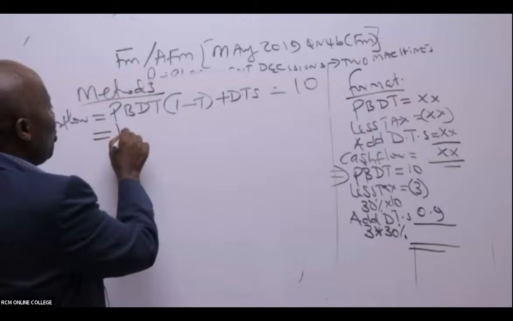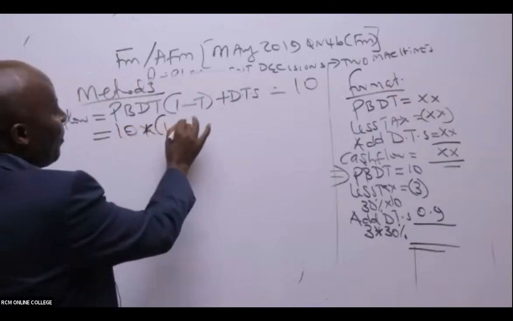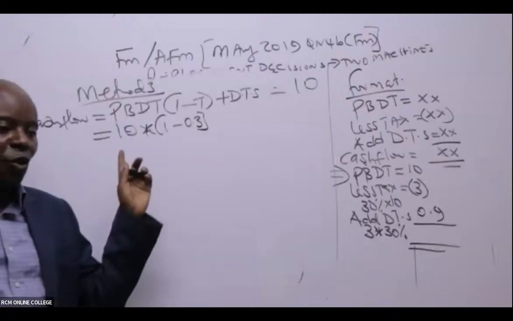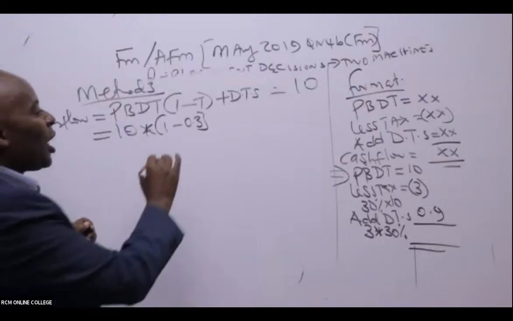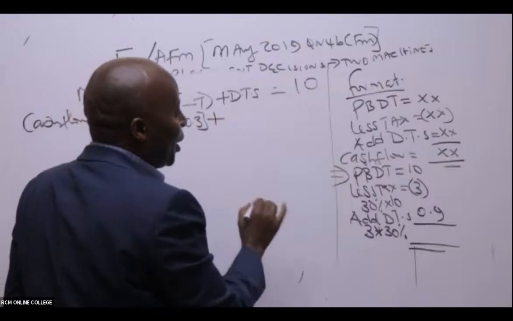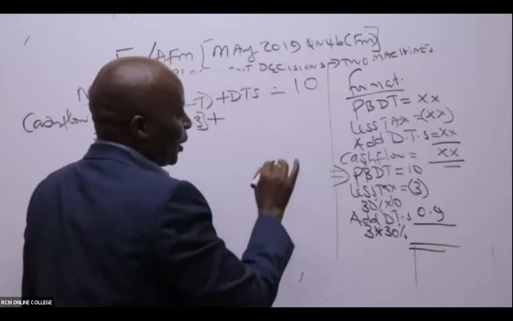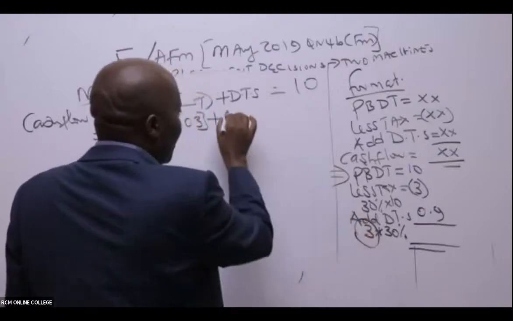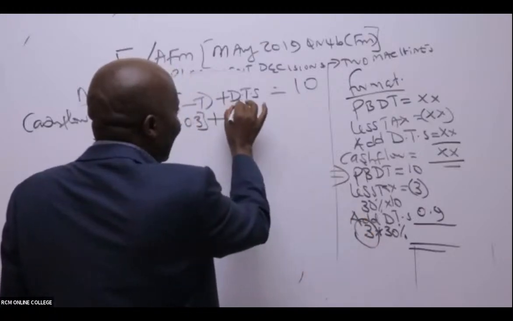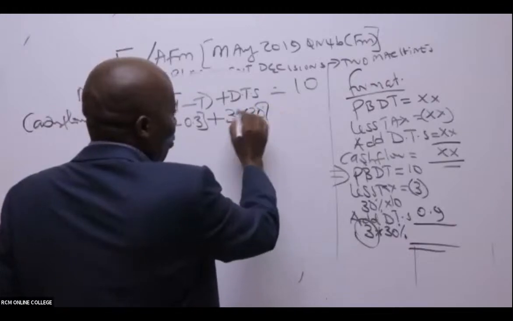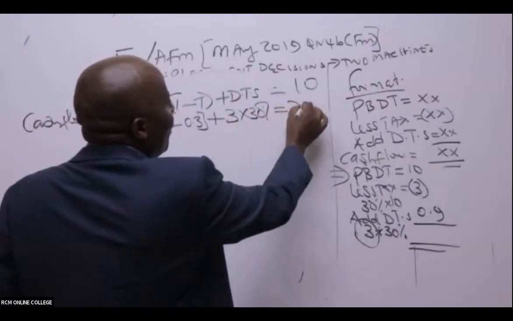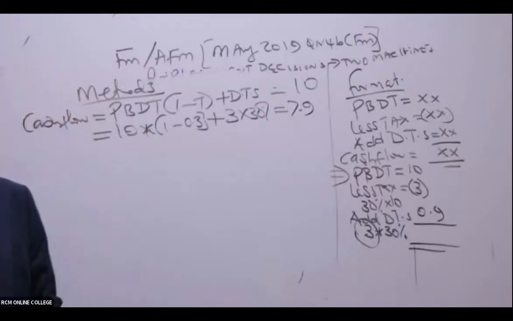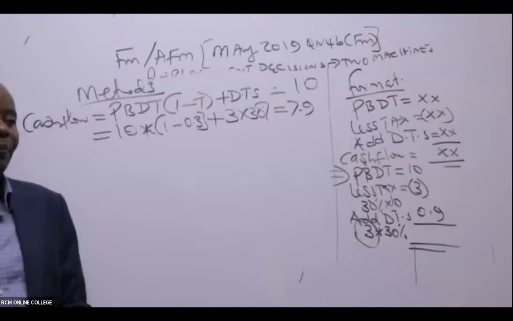Oh, yes, we do. It is 10 times 1 minus rate of tax, which is 30%. 30% is the same as 0.3. And then we shall come and add a depreciation tax shield. So we shall take depreciation. We know what depreciation is. Depreciation is this 3. So we shall take this 3, but now because it's a tax shield, we multiply this with 0.3 or 30%. Will this end up giving us 7.9, my good students?